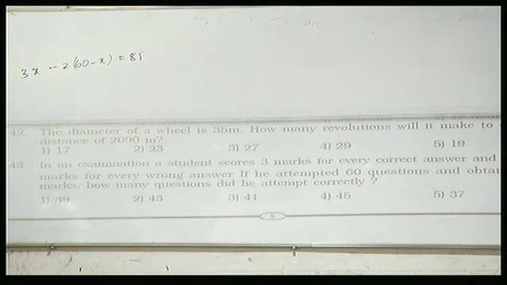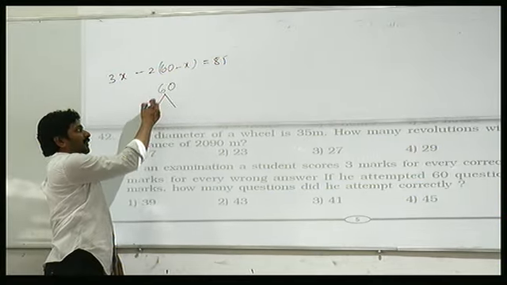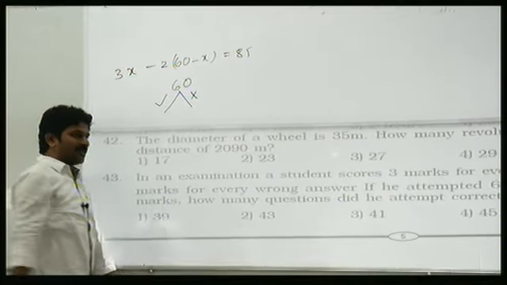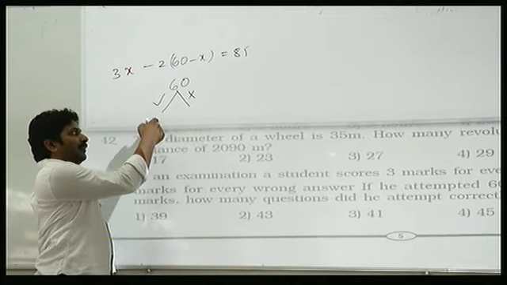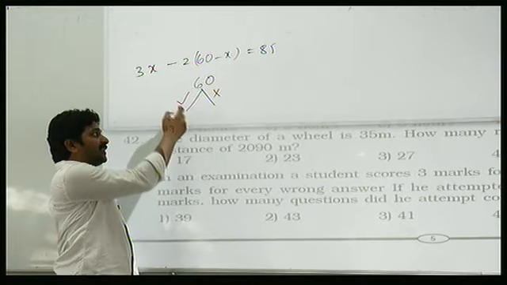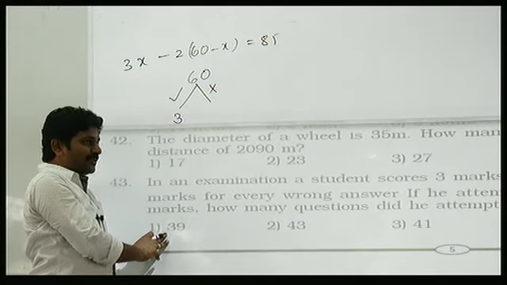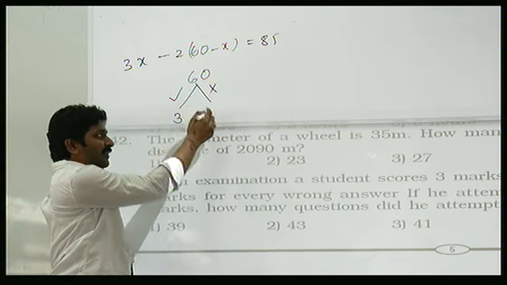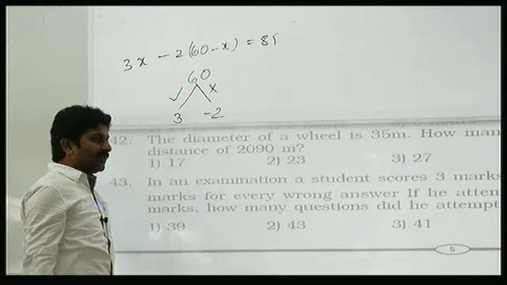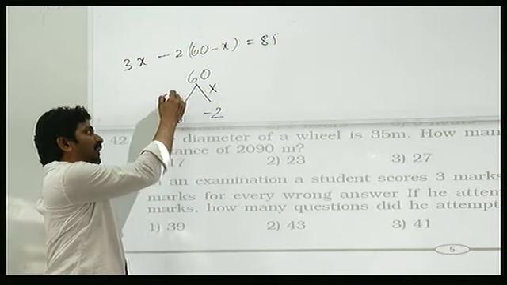Right. The other way is the reverse method. So out of 60 questions, there are a few questions which were answered correctly and a few given wrong answers. A question given a correct answer carries 3 marks, positive marks, and a wrong answer carries 2 negative marks. It asks how many questions were answered correctly.